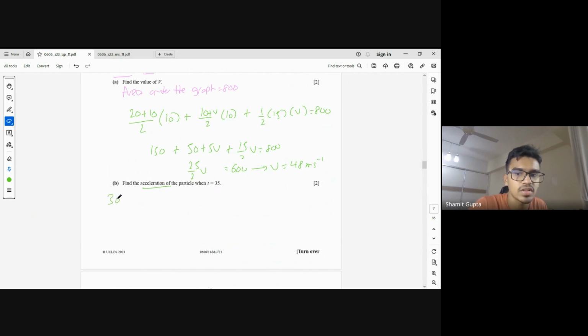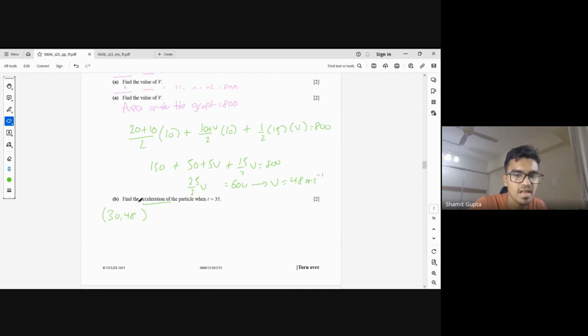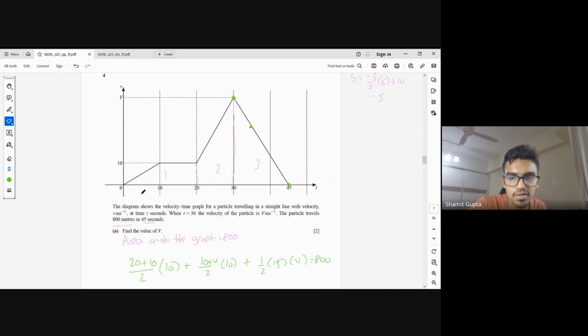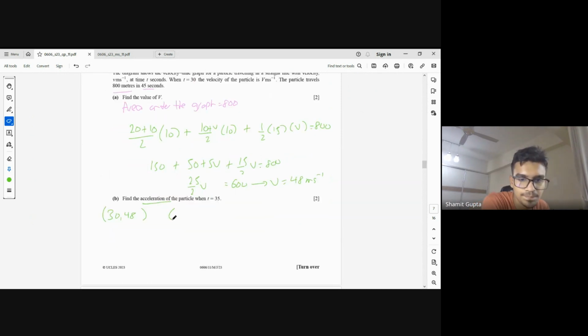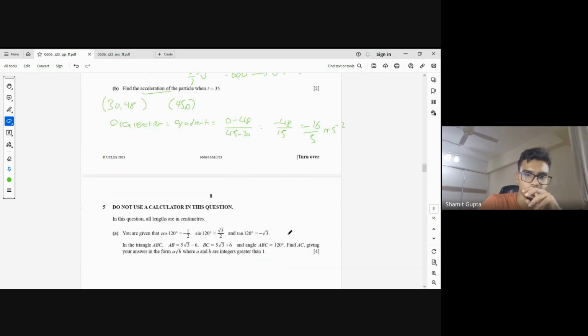So you get 30, 48 as one coordinate and 45, 0 as the other coordinate, right? So acceleration equals gradient, which is equal to 0 minus 48 over 45 minus 30, which is negative 48 over 15. Should be able to be simplified. I think 3 is the common divisor. Yeah, negative 16 over 5 meters per second squared. Okay, that should be the answer.